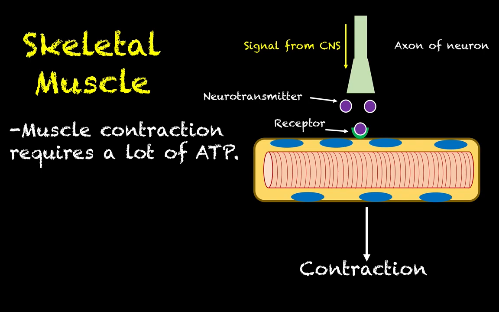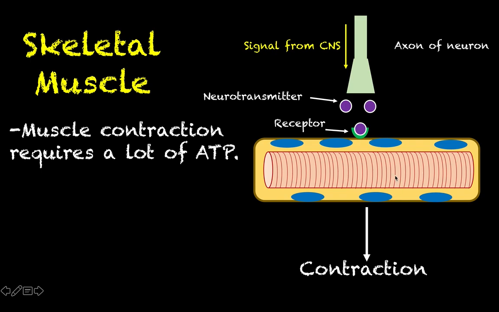So skeletal muscle gets its electrical stimulation, as we said, from the nervous system. Here you can see the axon terminal of a motor neuron releasing neurotransmitter onto a muscle fiber, which has a receptor for that neurotransmitter. Something about that interaction between neurotransmitter and receptor will produce electrical stimulation of the cell, and that is going to produce contraction. That's all the detail we really need to get into for now.